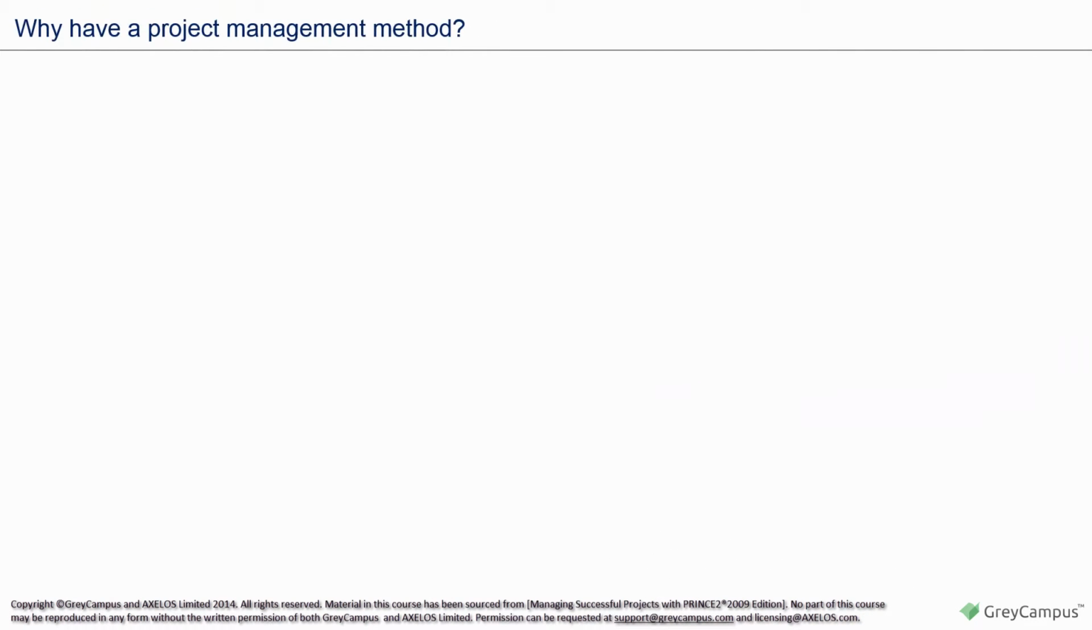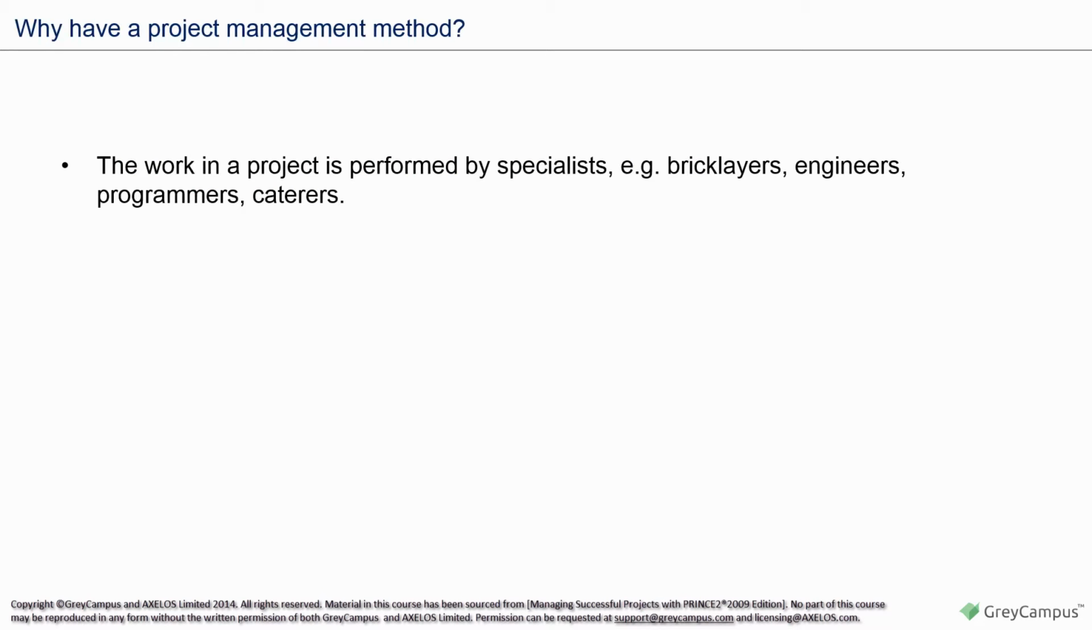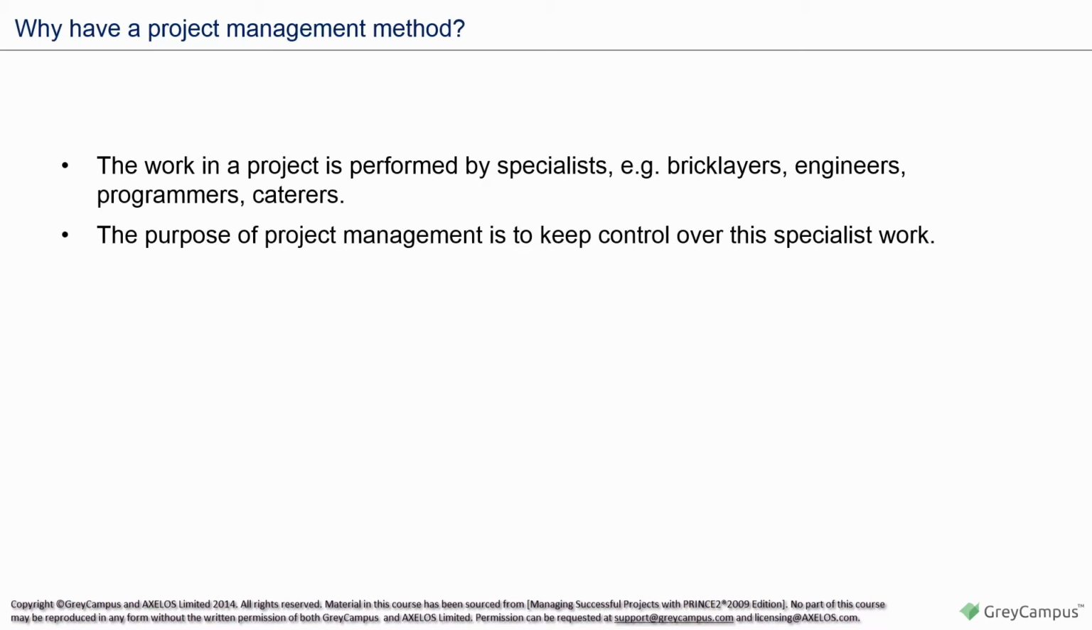So I've talked about project and I've talked about project management. What about project management method? Now if you say you had a project to build a house, the work on the house would involve specialists, people like bricklayers and roofers and glaziers. If you're building a bridge, engineers, writing some computer software, programmers, perhaps arranging a big party, a wedding event for instance, you'd have caterers. Now the people that do the work are what we refer to as the specialists. The purpose of project management is to keep control over this specialist work.